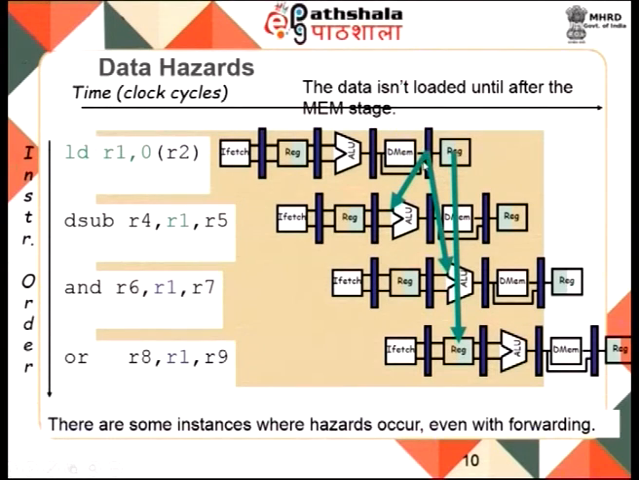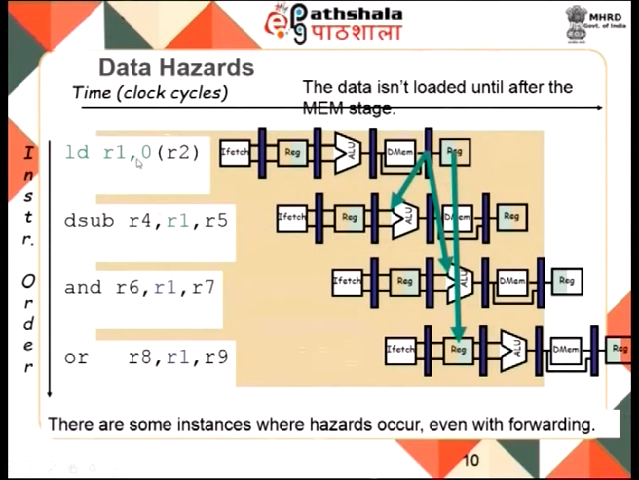Once the data comes to the processor, you can provide a forwarding path from anywhere and get the data, but the data itself arrives into the processor only at the end of the 4th clock cycle, and during the 4th clock cycle itself you need it for the ALU operation, which is not possible.